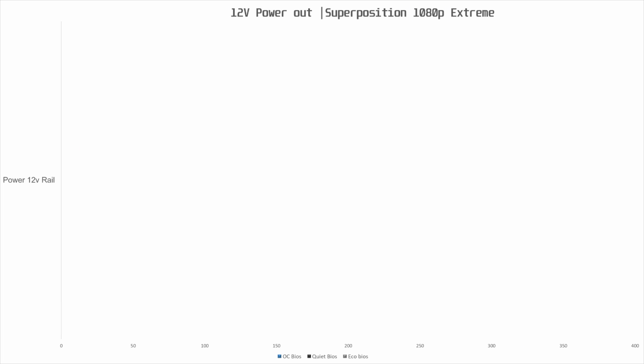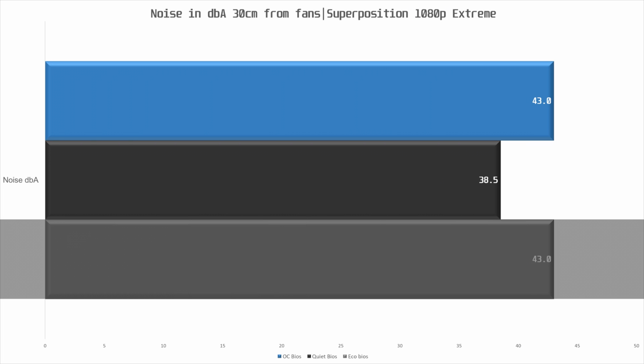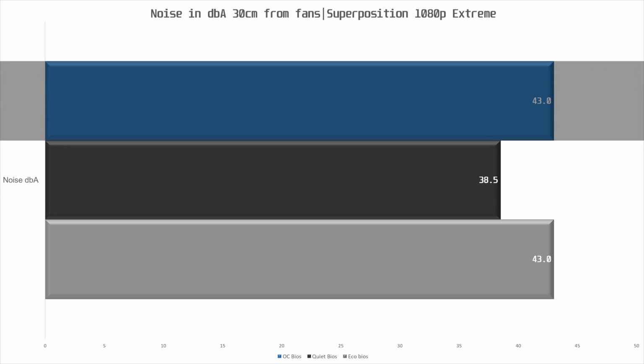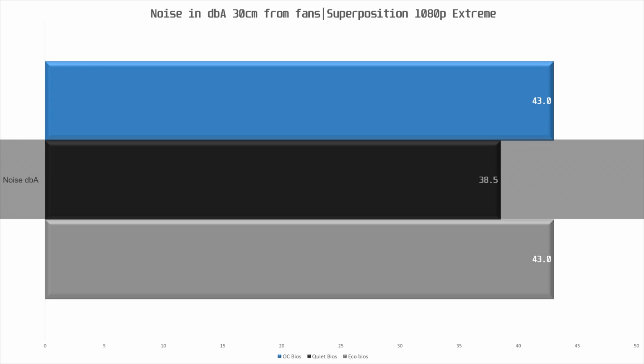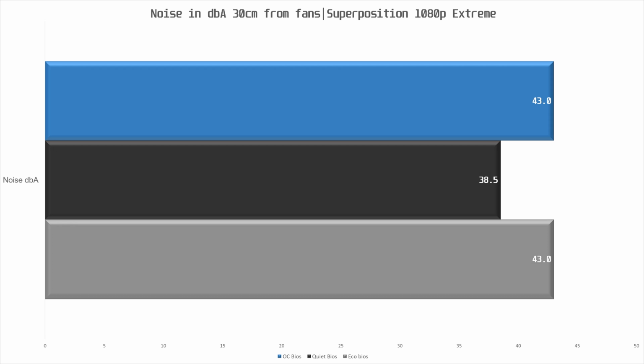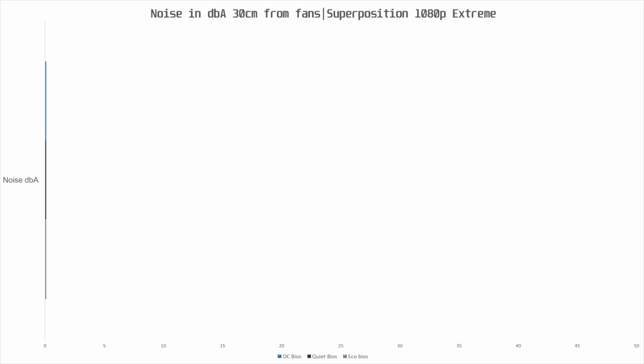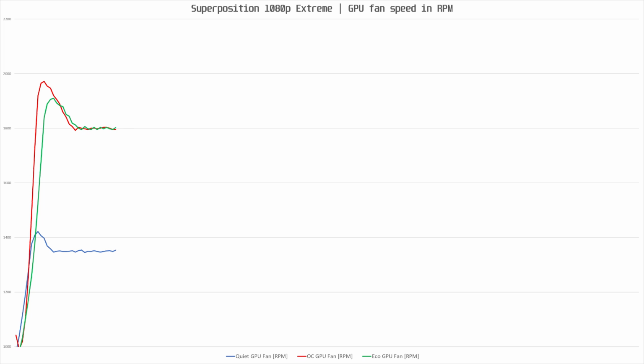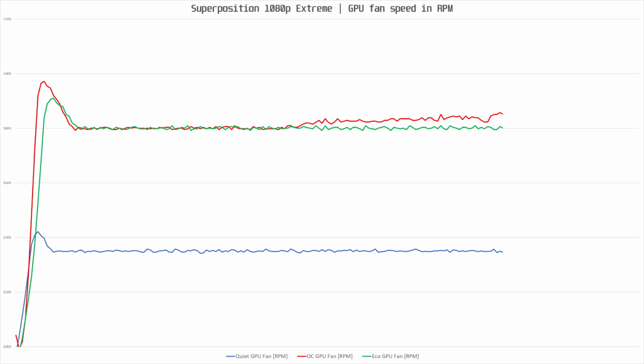But what about noise? Well, the noise for the new Eco BIOS was identical to the OC BIOS at 43 dBA, a noticeable 4.5 dBA higher than the quiet BIOS. Now, the reason for that is that the fan speed is pretty much the same for the OC BIOS and the new Eco BIOS. As we can see in this line chart, while running Superposition, the quiet BIOS ran the fans at 1350 RPM, at which point they are very quiet. The OC BIOS and the new Eco BIOS ran the fans at around 1800 RPM, with the OC BIOS being about 50 RPM faster towards the end there. Now this explains why they produce the same amount of noise.